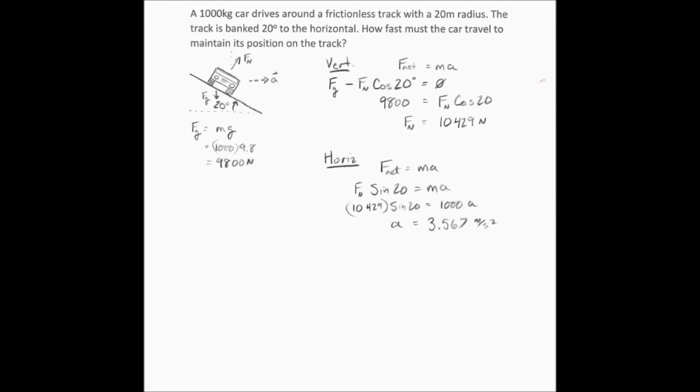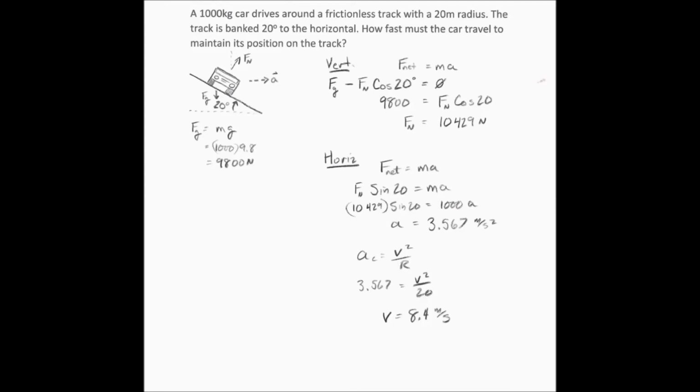Equals mass times acceleration. Now in the horizontal, we do have an acceleration. So we have to go 1,000 times a. And because we know Fn, we know sine 20, we can solve for a, which is 3.567 meters per second squared. Since that acceleration is our centripetal acceleration, AC equals v squared over r. Sub in our AC, sub in our radius, solve for v, we get 8.4 meters per second as our speed.